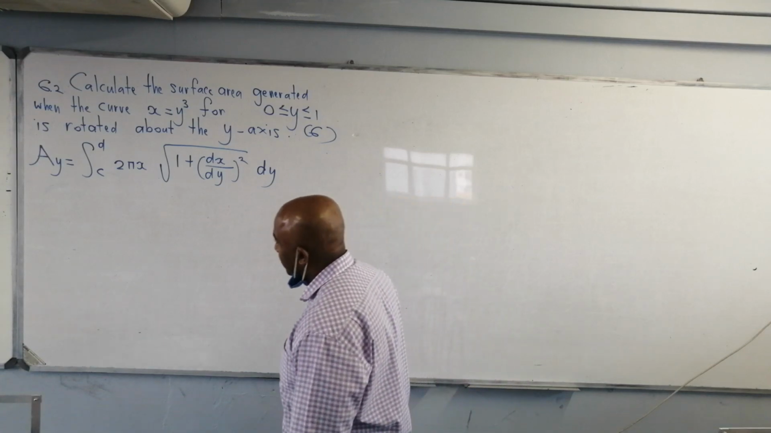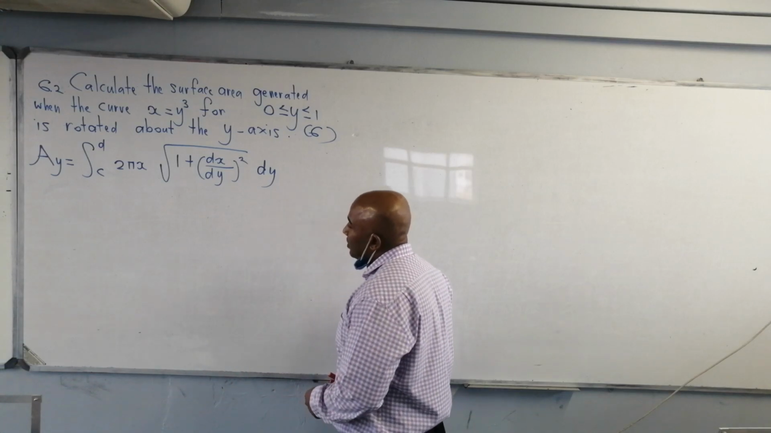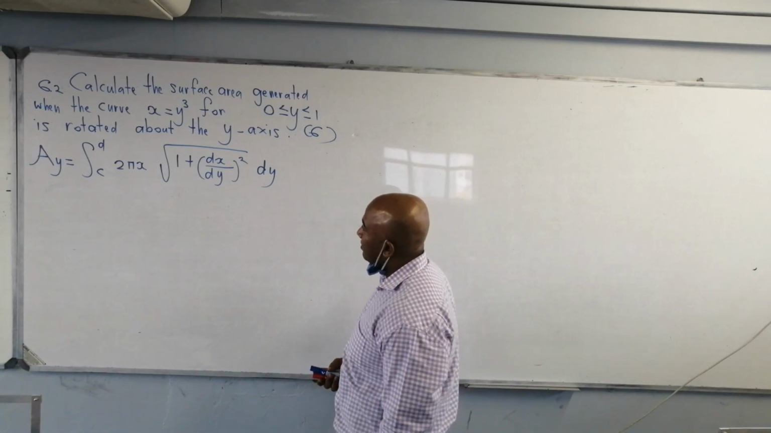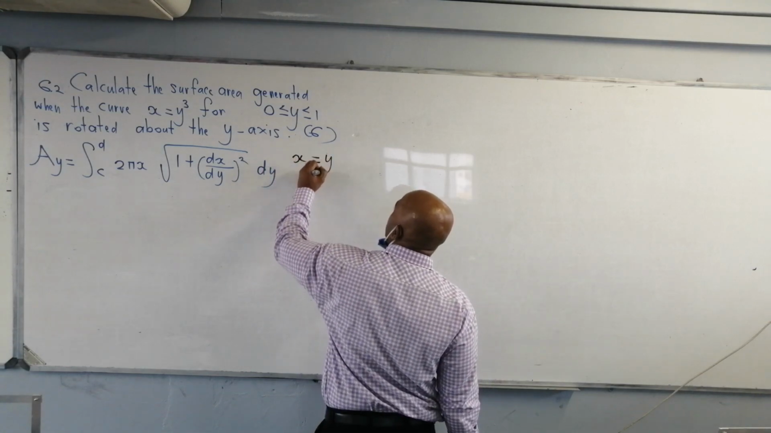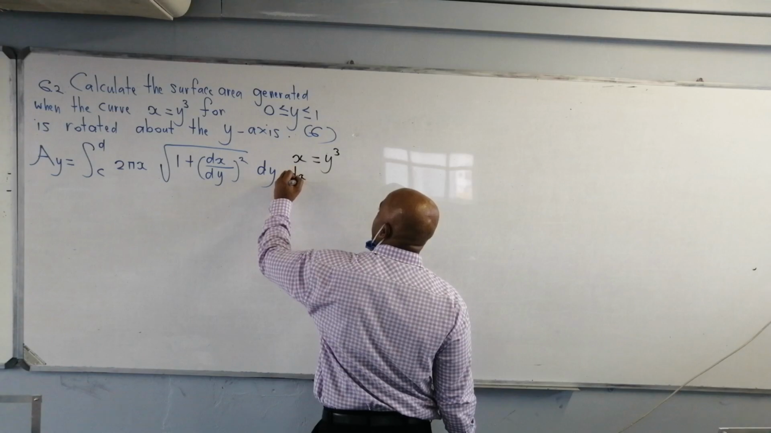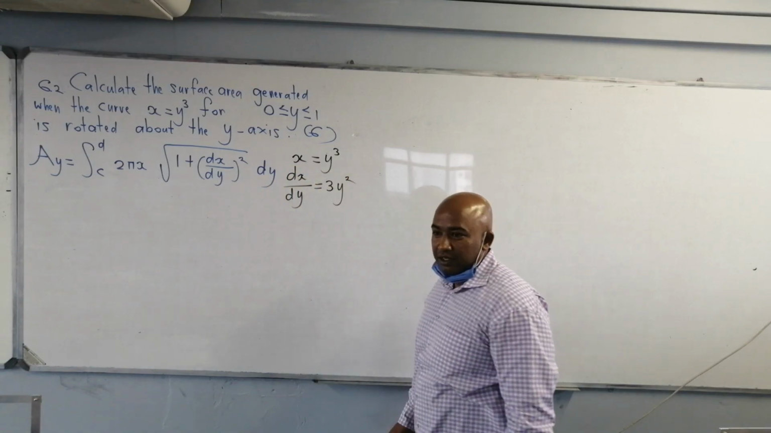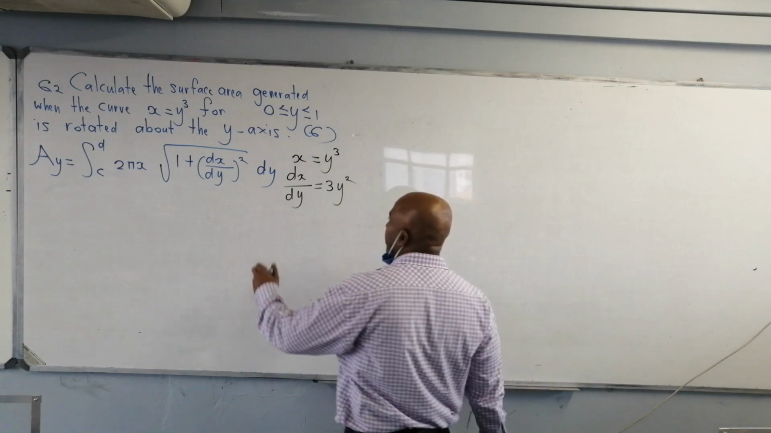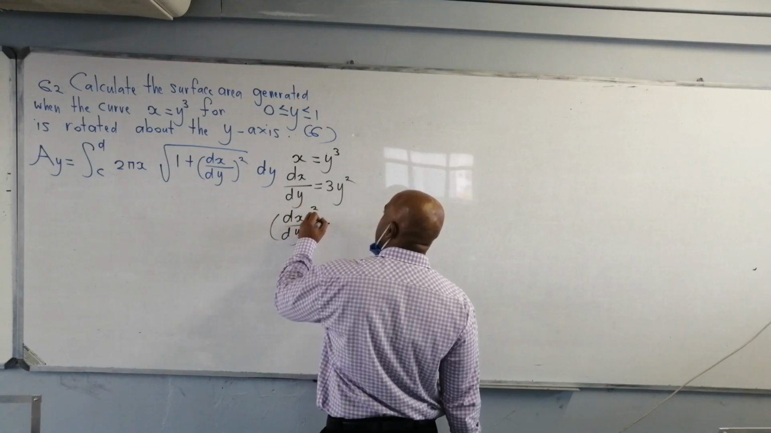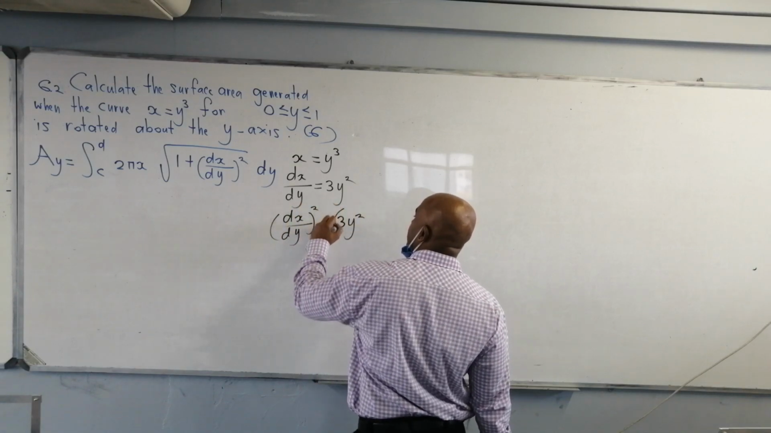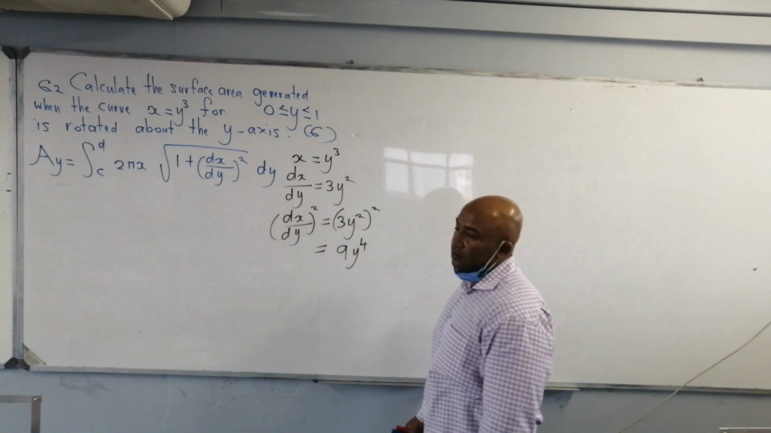Right, so what do we need to do? We need to work out dx/dy. We need to square it. Let's see what happens. So what do we know? That x is equal to y cubed. So dx/dy will be 3y squared. You're clear with that? So if I square dx/dy all squared, that's going to be 3y squared all squared, which is going to be 9y to the power 4.